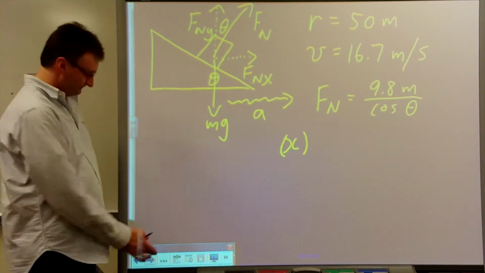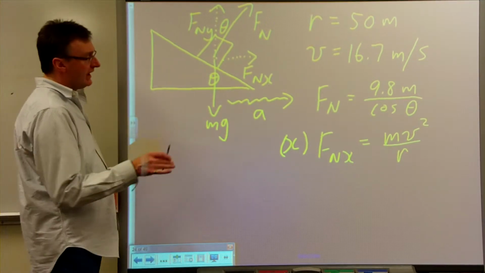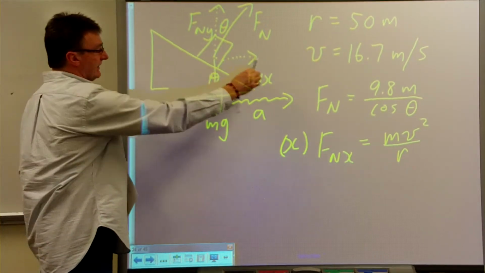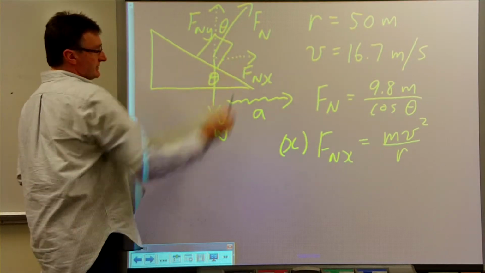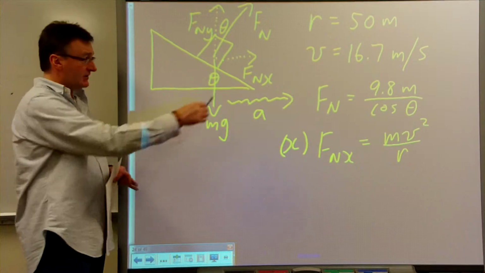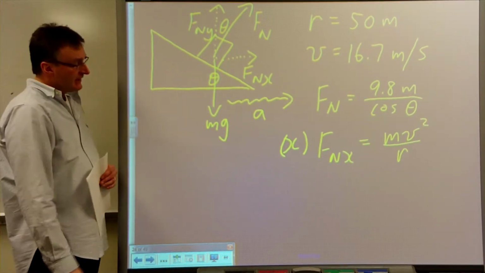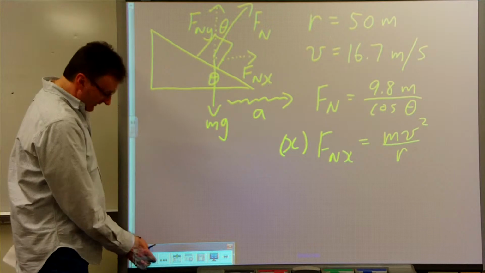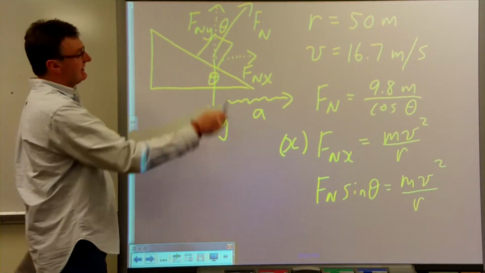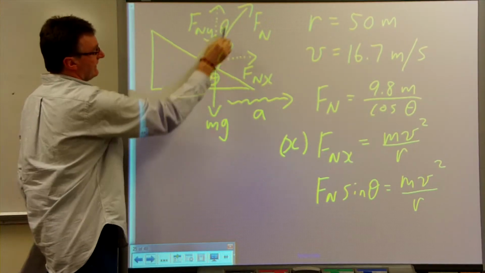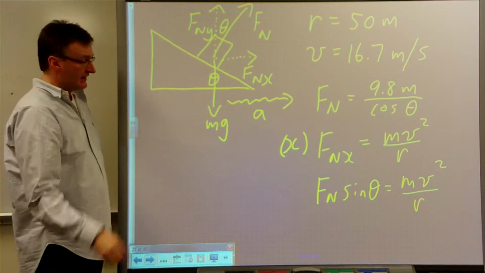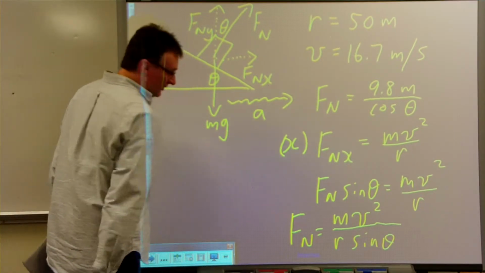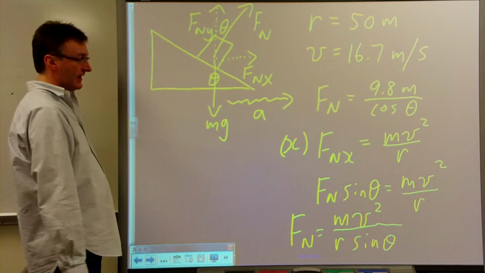Now let's look in the x direction. Now we have acceleration in the x direction, and that acceleration is produced by the x component of the normal force, and that has to equal the acceleration in a circle, which is mv squared over r. So that's an expression for Fnx, and now we can work that out as well, because Fnx, this component, has to equal Fn sine theta. So Fn sine theta has to equal mv squared over r. Now we can get an expression for Fn as well. So Fn is going to equal mv squared over r sine theta.